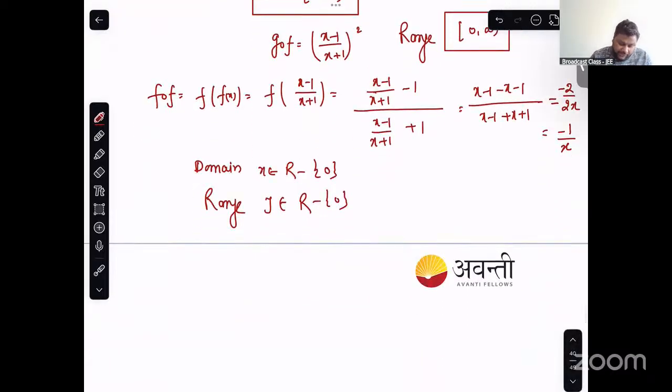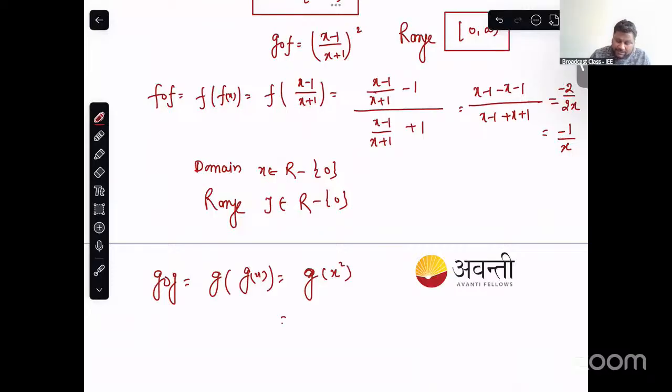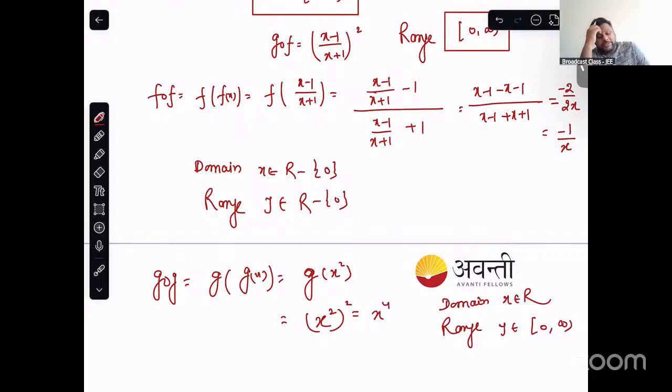Fine. Now, if I talk about GOG, that is g of g of x. That is g of x square. That is x square square. That is x to the power 4. This is your GOG. So domain is what? x belongs to R. And range is y belongs to, since it is x to the power 4, always positive, so it is 0 to infinity. Am I clear? So this is how we deal with domain and range.